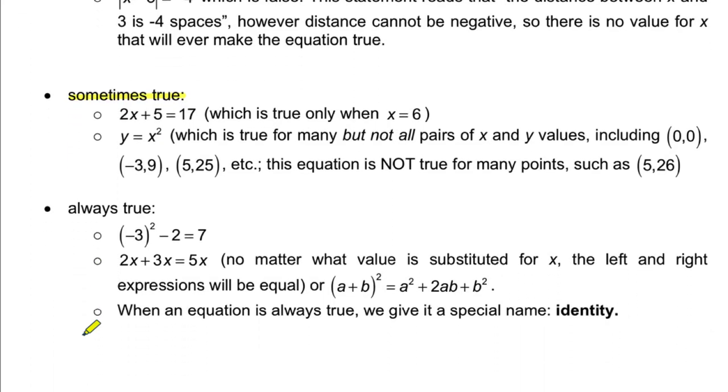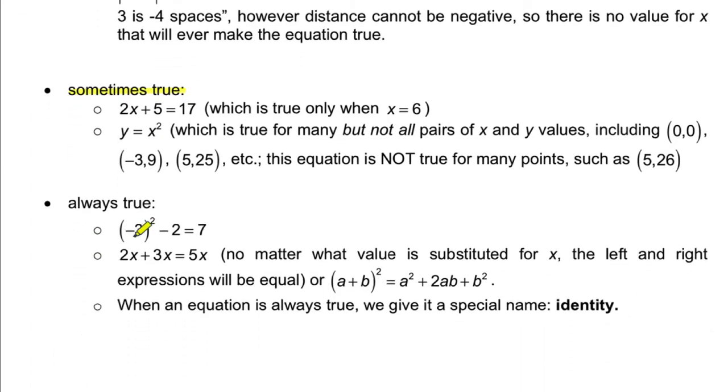The third possibility is when the equation is always true. In this case, we have negative 3 all squared minus 2 equal to 7. 9 minus 2 equals 7. This is an always true case. We also have 2x plus 3x equal to 5x, so that 5x equals 5x is true no matter what value is substituted for x. We also have something like (a plus b) all squared, which when we expand is equal to a squared plus 2ab plus b squared.